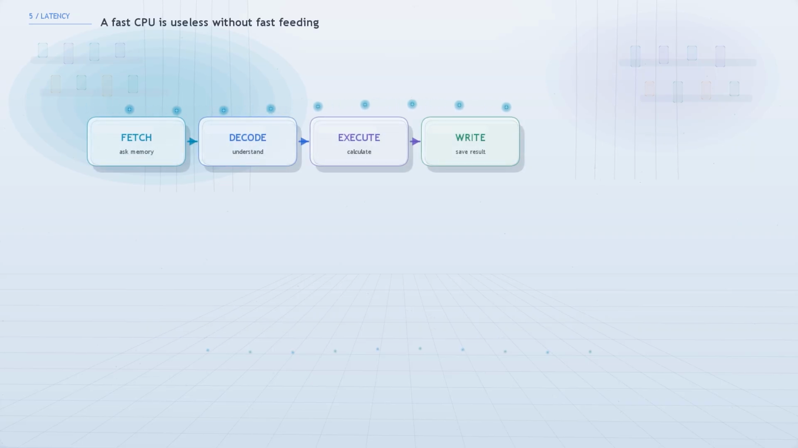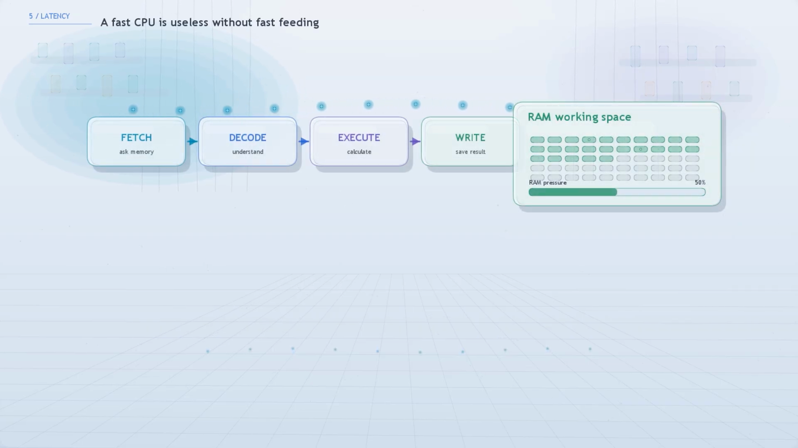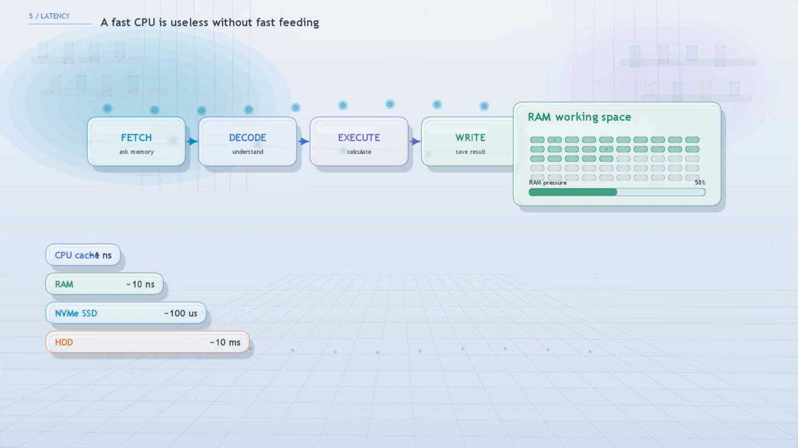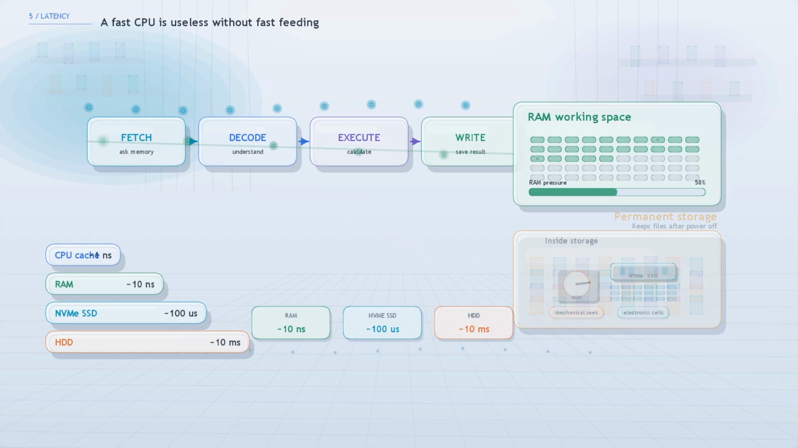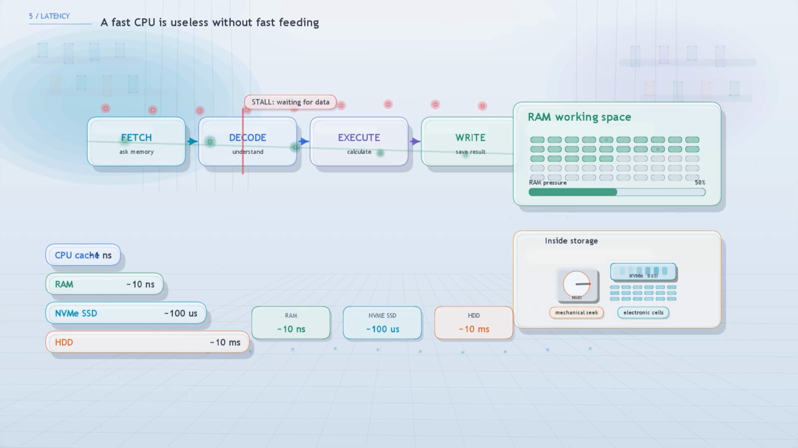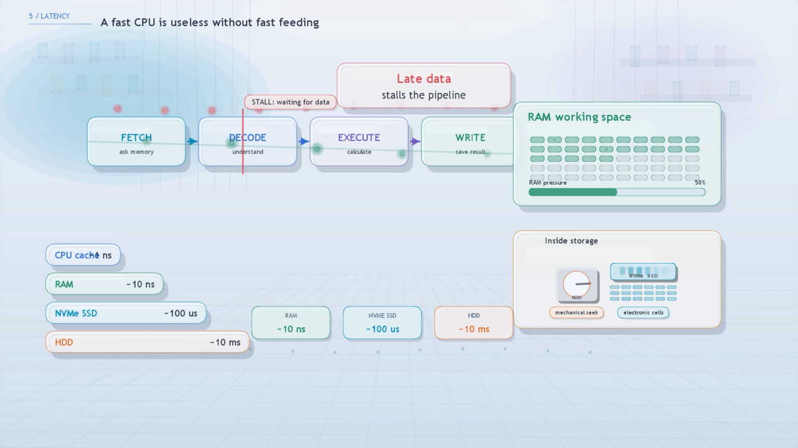Let's put real numbers on this. Latency is what matters most. Latency means the delay between asking for data and getting it. RAM latency, about 10 nanoseconds. That's the gold standard. An NVMe SSD, around 100 microseconds. That's 10,000 times slower than RAM. A traditional hard disk drive, about 10 milliseconds. That's 1 million times slower than RAM. Huge difference.